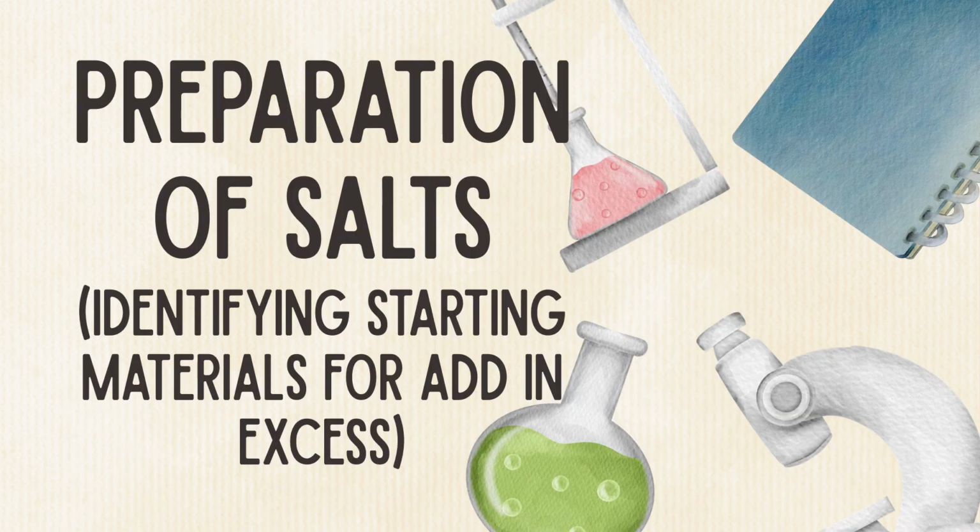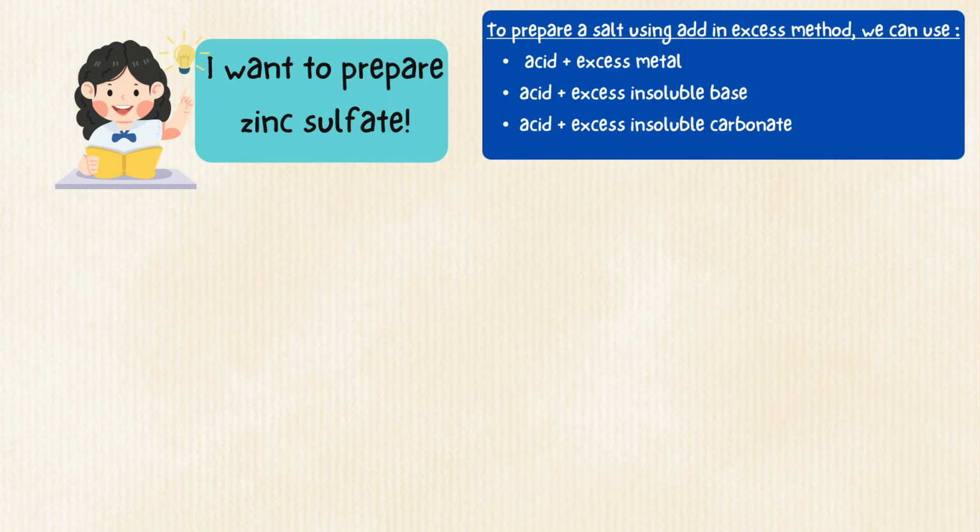Now let's take a look at the add excess method. For the add excess method, my starting materials, one of them has to be an acid. The other one can be either metal, base, or carbonate.